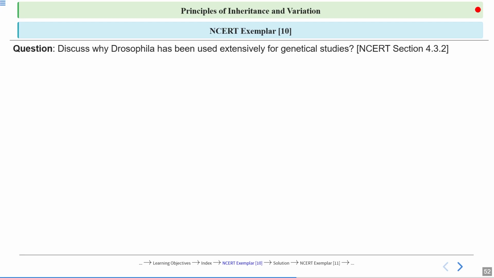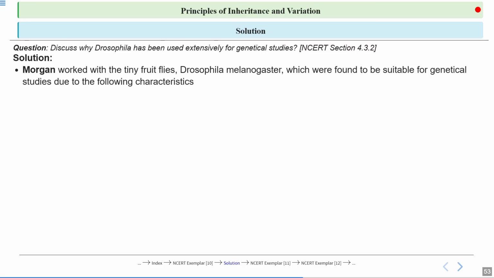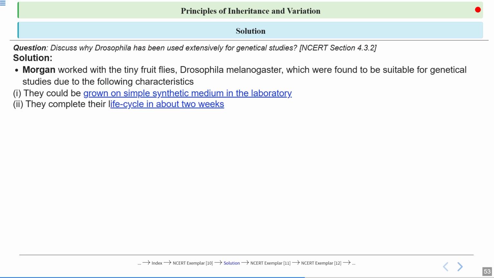Now discuss why Drosophila has been extensively used in genetical studies. This is the next question. Morgan was working on fruit flies whose scientific name is Drosophila melanogaster. So Drosophila melanogaster is the model organism. It is found suitable for genetic studies due to the following characteristics. First, they can be grown easily on simple synthetic medium in the laboratory. They complete their life cycle in about 2 weeks, so we can analyze the progeny also.